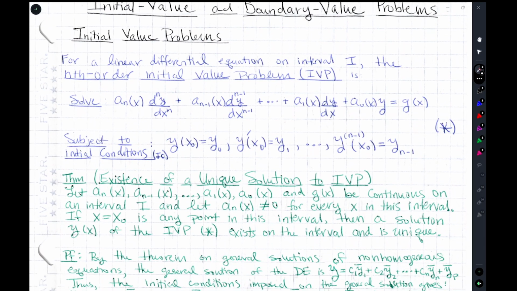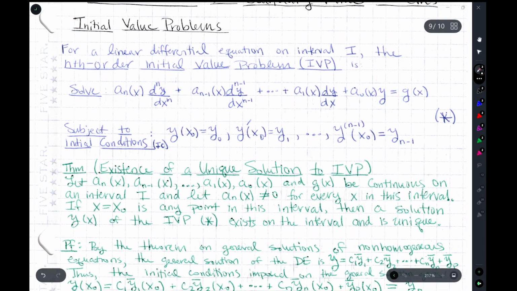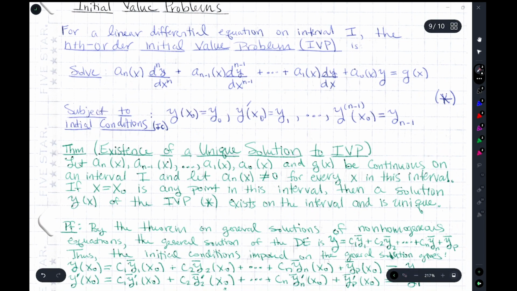And then of course the next natural question that comes up is, well, do we get a solution? And if we do get a solution, is that solution unique? And it turns out if we satisfy some basic principles, make some basic assumptions, we can get a unique solution to the IVP, or initial value problem. So let's look at this theorem.